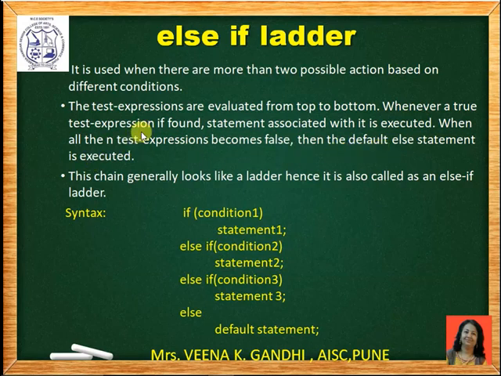Now you can see here in the syntax, if condition 1 is true, statement 1 will be executed. Else if condition 1 has failed, then it will come to the else if part. Else if condition 2 is true, then statement 2 will be executed. Otherwise check the third condition, else if condition 3. If it is true, then statement 3 will be executed. If conditions 1, 2, 3 are all false, then the else part will be executed. This chain generally looks like a ladder. It is called the else if ladder.